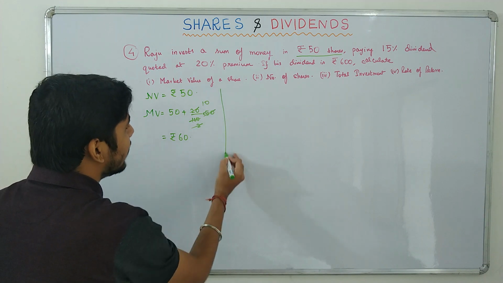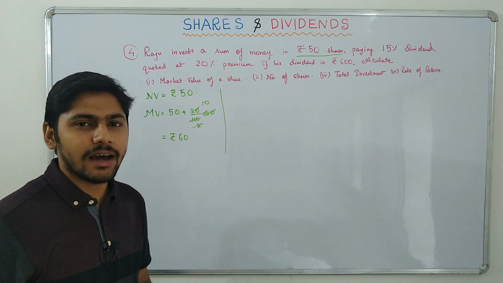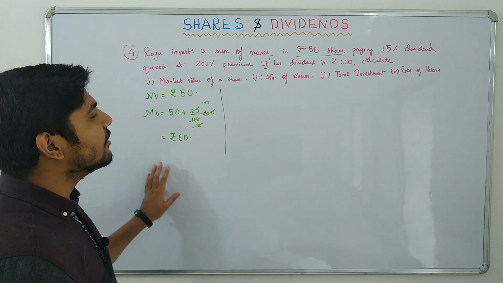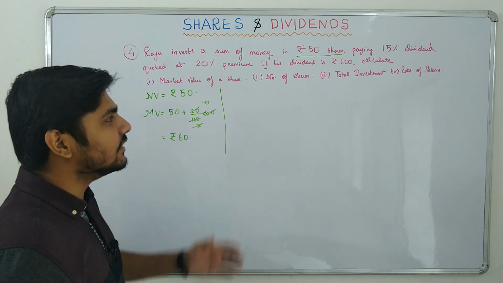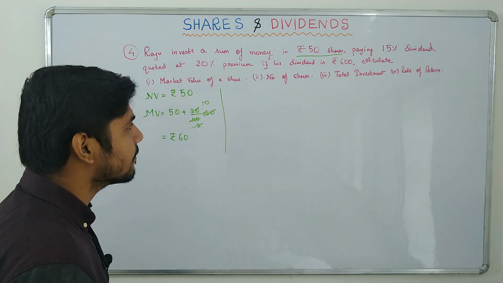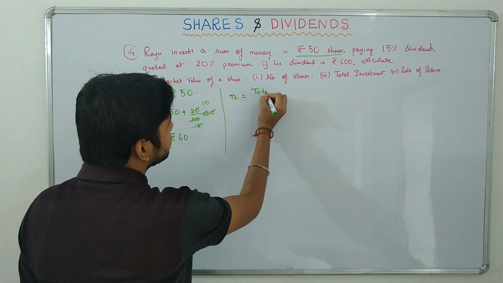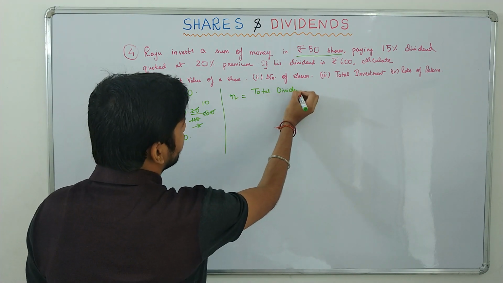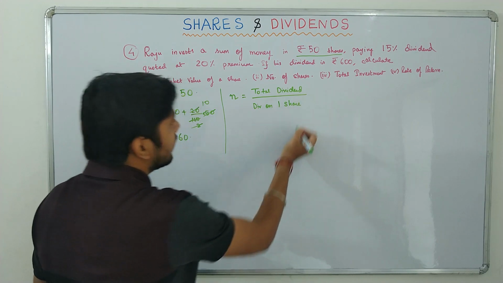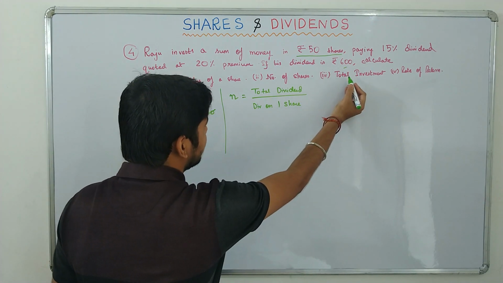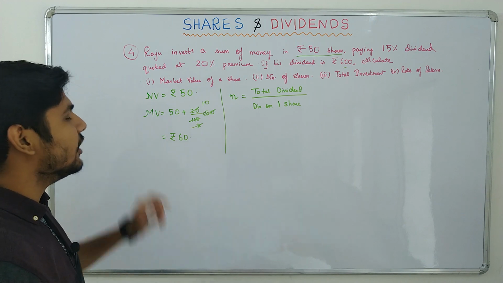Now second, we have to calculate the number of shares. Now we know the formula, money invested is equal to number of shares n into the market value mv. But over here, we do not have the money invested in the question. So what do we do in that case? In that case, we look for other things in the question using which we can find the number of shares. We have another formula, which is number of shares n is equal to total dividend divided by dividend on one share. We see in the question we have the total dividend given, which is rupees 600, and we can calculate the dividend on one share as we have the dividend percent given and the nominal value of each share.